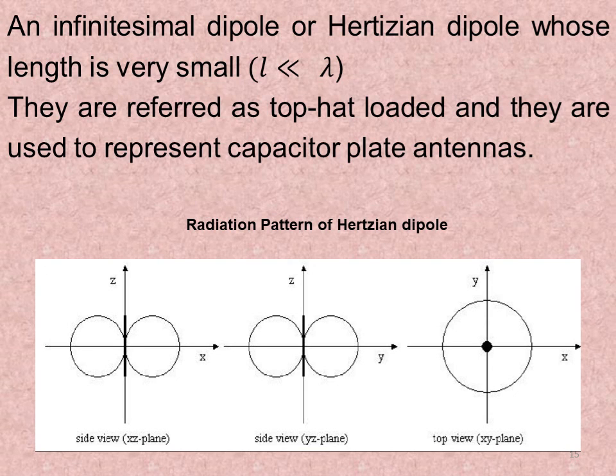If we look at the radiation pattern of the Hertzian dipole, in the side view, the XZ plane, we can see the lobes occurring towards the positive X direction and the negative X direction. Similarly, in the YZ plane we have lobes towards only the Y direction, and from the top view, only in the XY plane, we have a circular disc. So this is the radiation pattern of the Hertzian dipole.